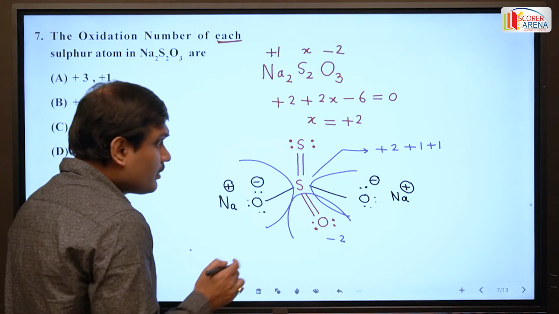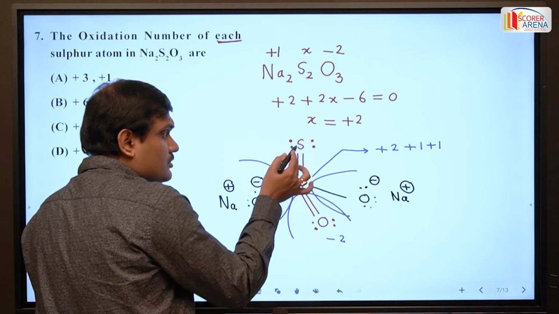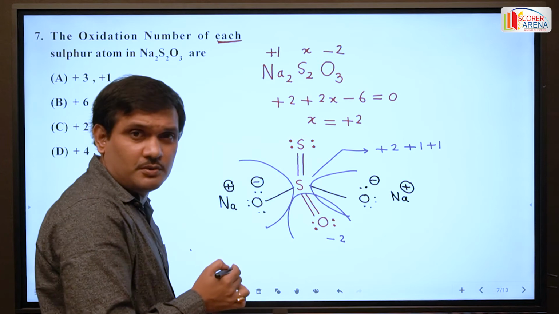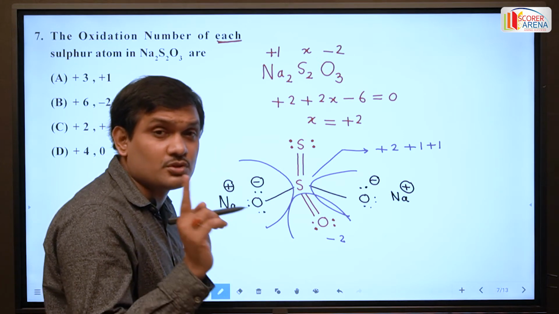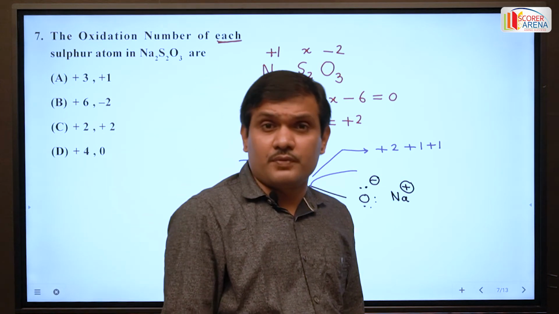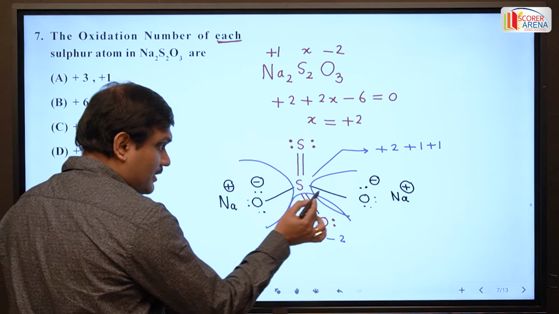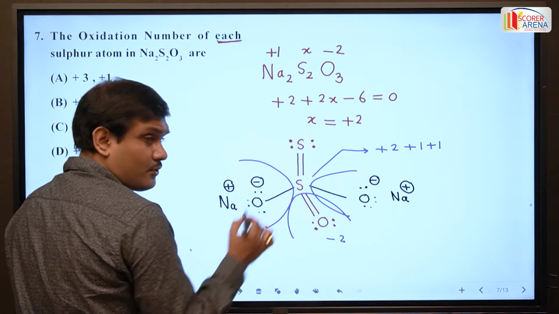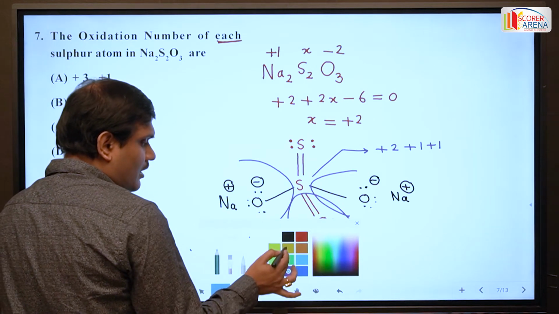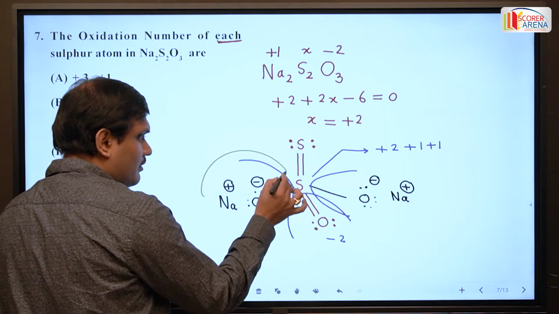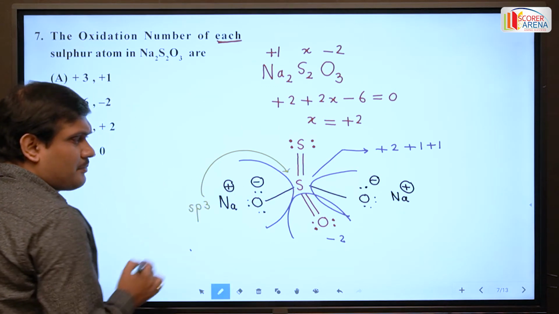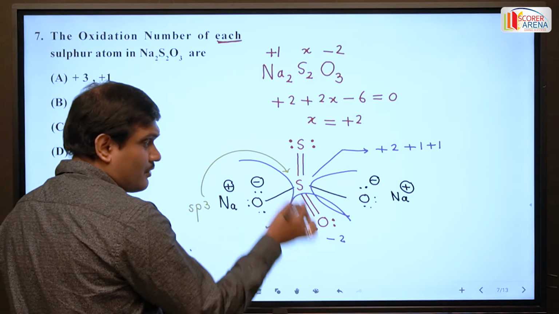Now, what will be the oxidation state or oxidation number for these 2 sulfur atoms individually? In that case, we have to check the hybridization of the 2 different sulfurs. Think, this sulfur has 4 sigma bonds, so definitely its hybridization is sp3, because it has 4 sigma bonds.